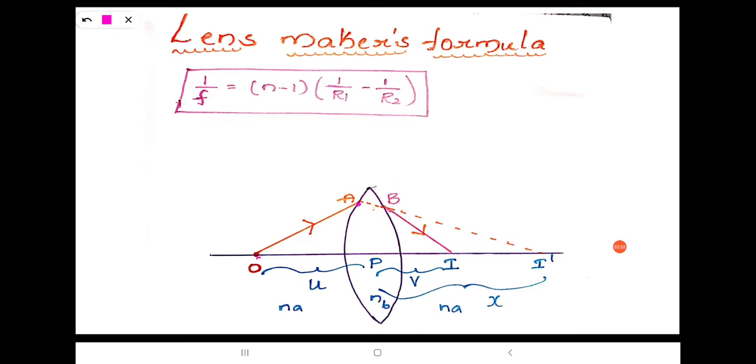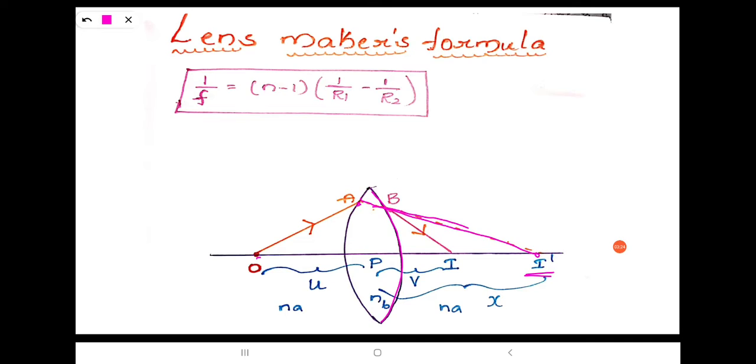Here, when there is no second refracting surface, this light ray passes in this direction and it will form an image at I dash. When there is no second refracting surface, the image will be formed on the principal axis. This is I dash here.